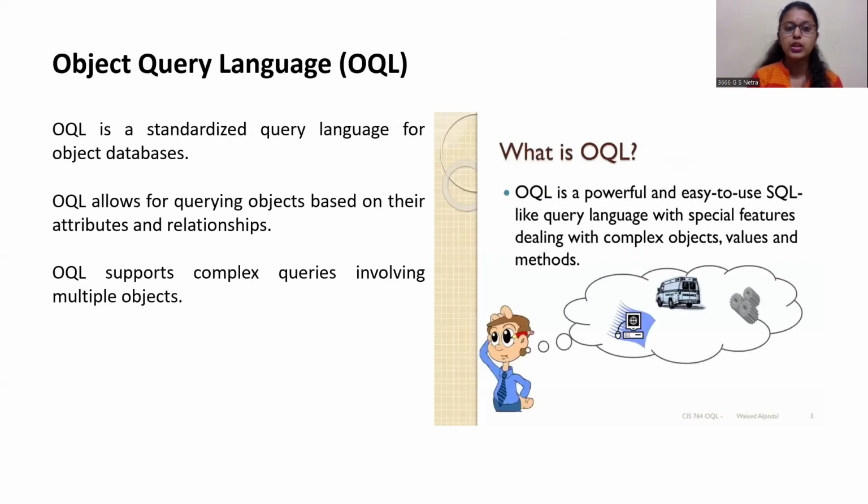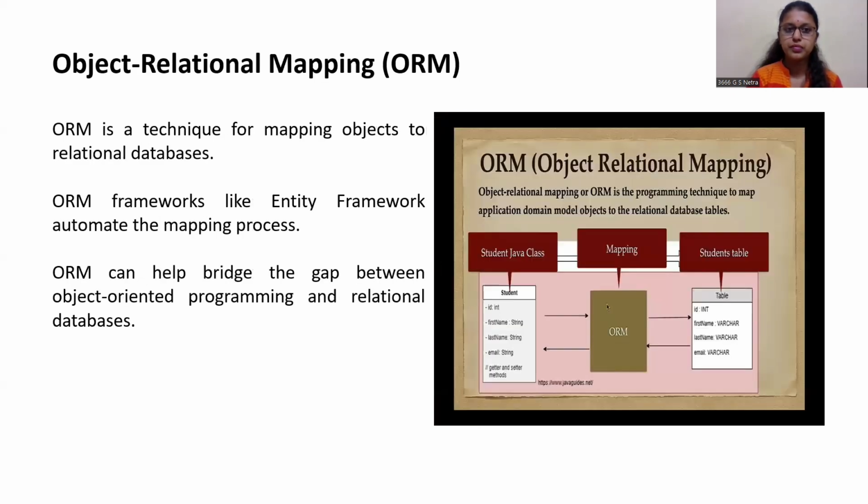Object Query Language, OQL. It is the standardized query language for object databases. It allows for querying objects based on their attributes and relationships. It supports complex queries involving multiple objects.